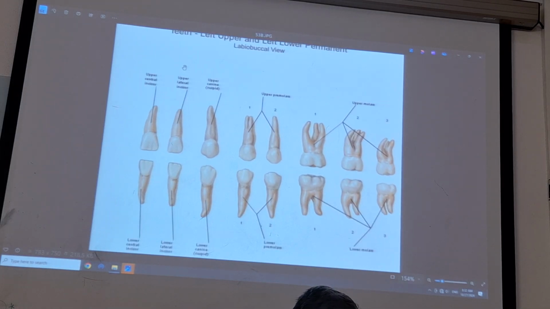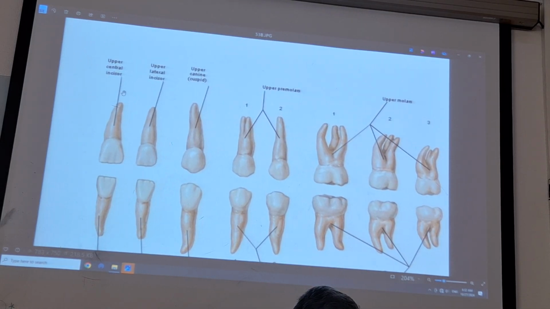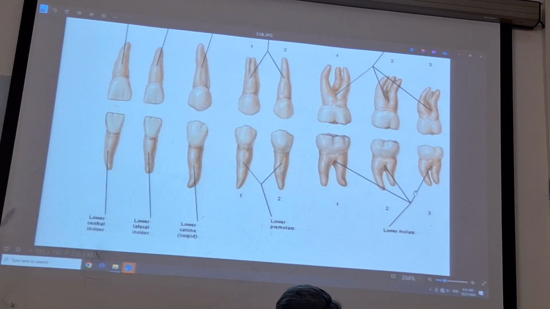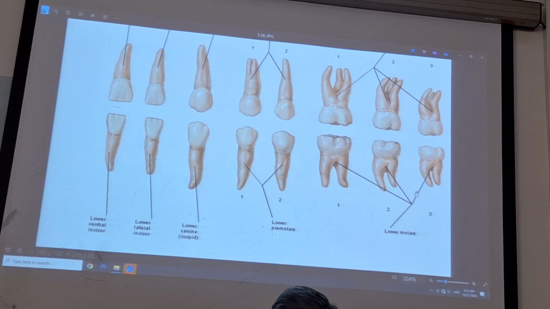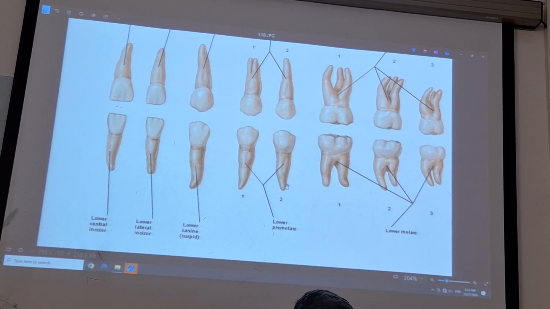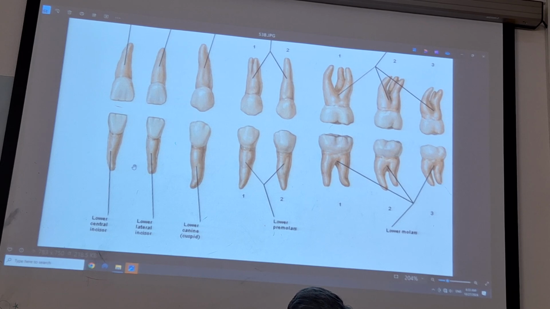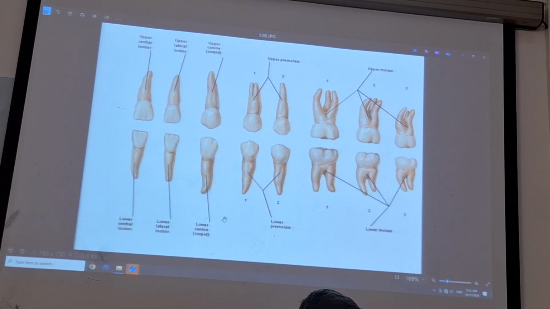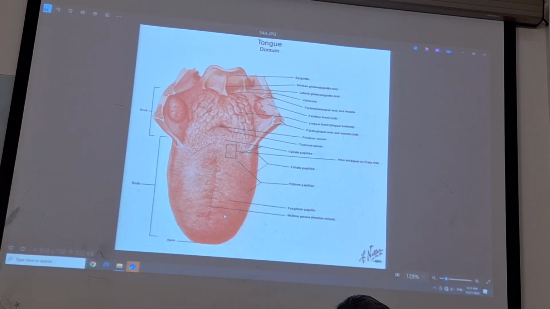Roots of the teeth. First, upper central incisor, one root; lateral incisor, one root; upper canine, the longest root; upper premolar, first has 2 roots, second has 1 root; all upper molars have 3 roots; and all lower molars have 2 roots. And the other lower teeth, central incisor, lateral incisor, canine, first premolar, second premolar, have just 1 root.